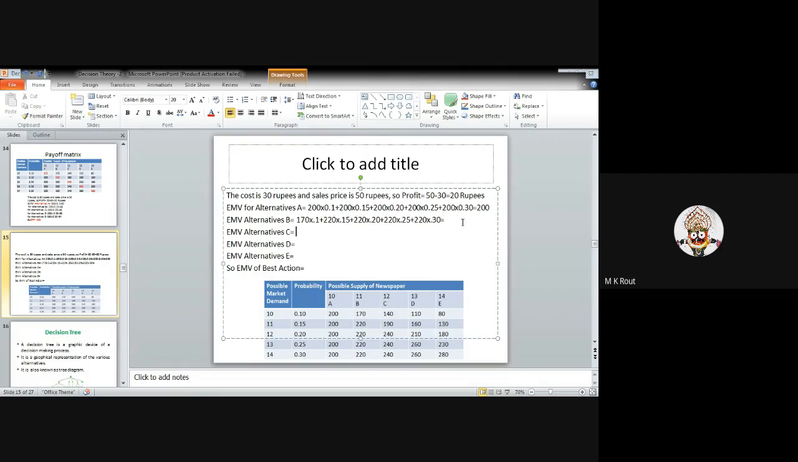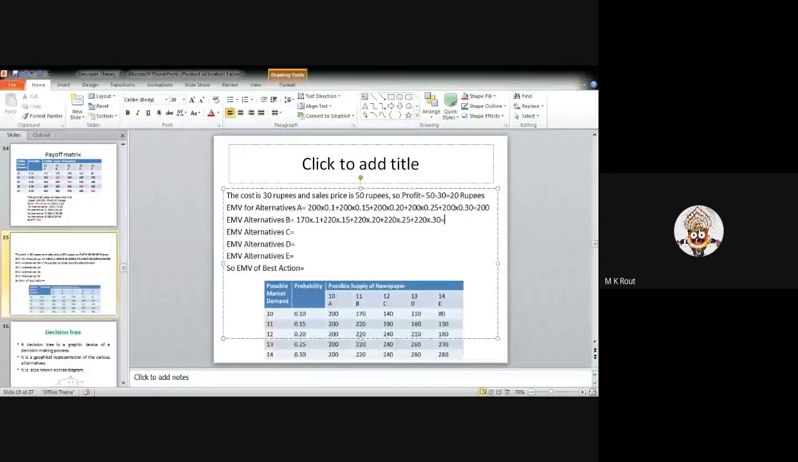Similarly, in case of next one, what is the answer for alternative B? Yes, anyone? So 215.